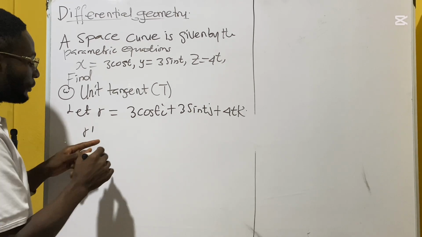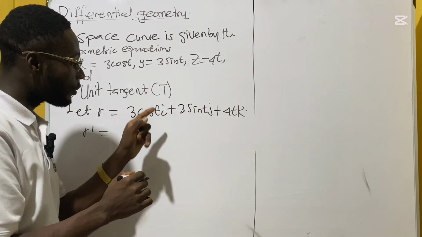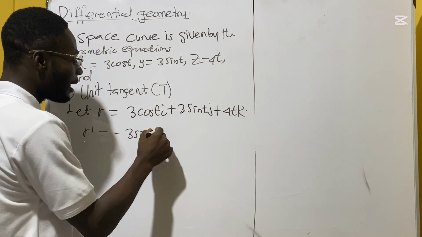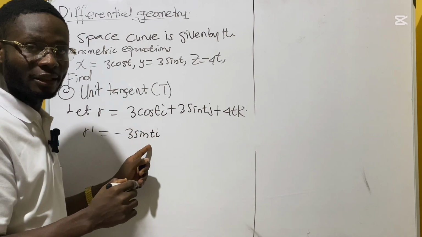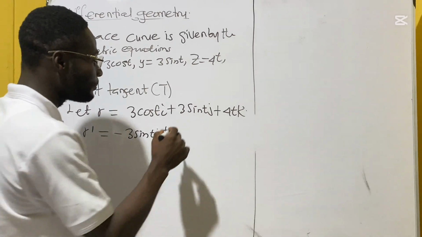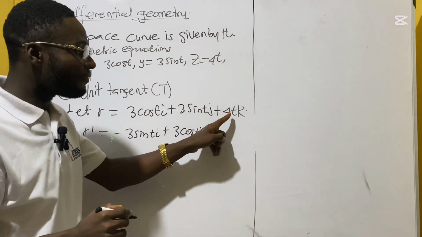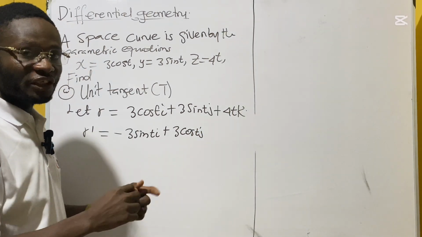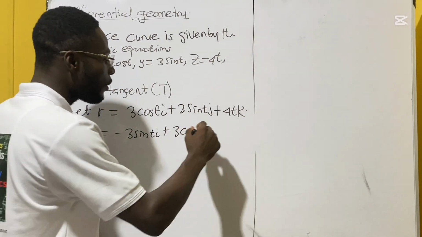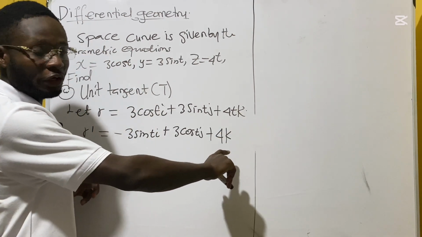So the differential of the radius will be equal to the differential of 3 cos t i, which will be negative 3 sine t i. You know the differential of cosine is negative sine, right? Plus the differential of 3 sine t j becomes plus 3 cos t j. Then the differential of 4t k, we are differentiating with respect to t, becomes 4k. So this is the differential of the radius.